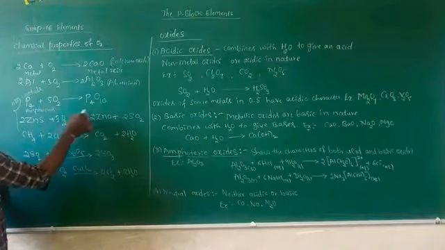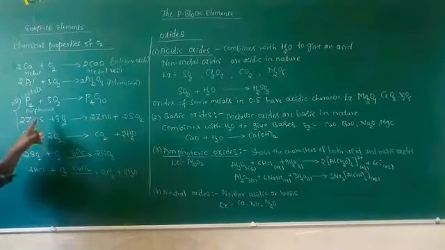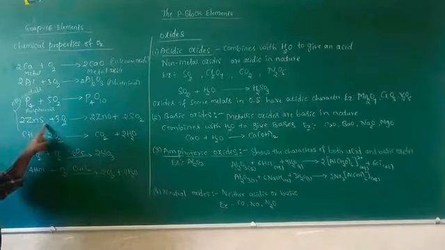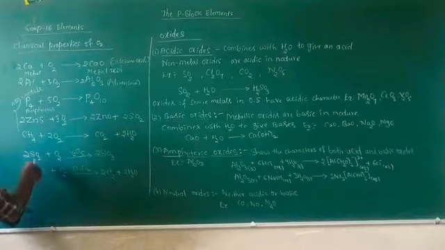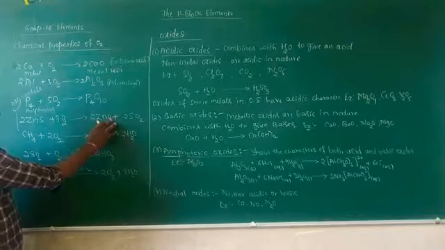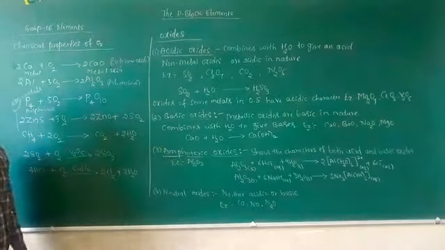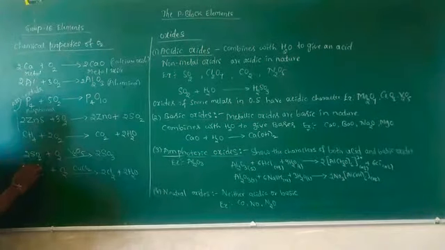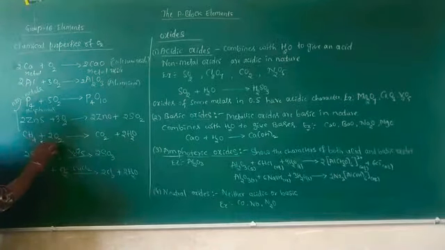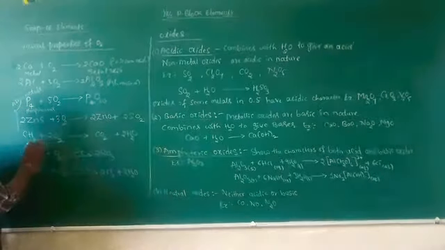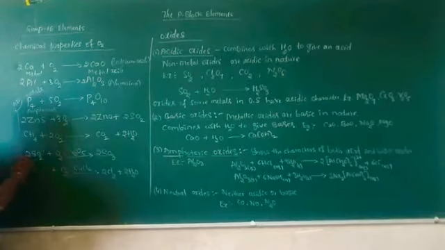Metals react with oxygen to form metal oxides. Non-metals react with oxygen to form compounds and oxides. Phosphorus reacts with oxygen to form P4O10. Like that, zinc sulfide reacts with the oxygen to form zinc oxide plus SO2, sulfur dioxide. Like that, compounds such as methane react with oxygen to form CO2 and water.